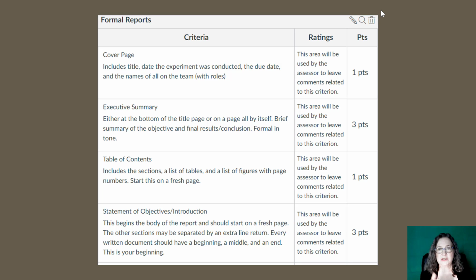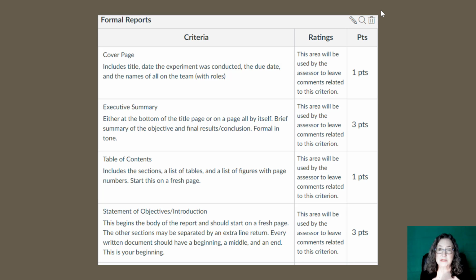The cover page needs to include the title of the experiment, the date the experiment was conducted, the date that the report is due, and the names and roles of everyone on the team, okay? Now, it's only worth 1 point, but all those elements need to be there in order to get that point.